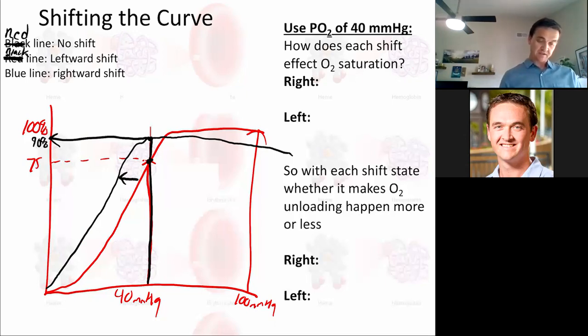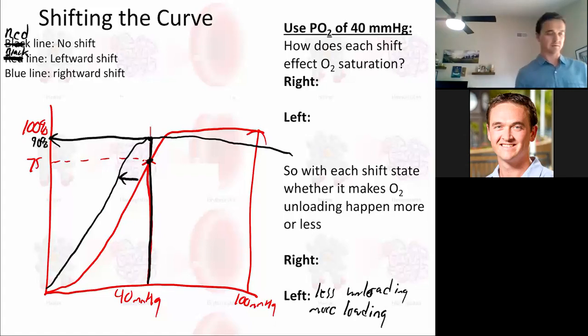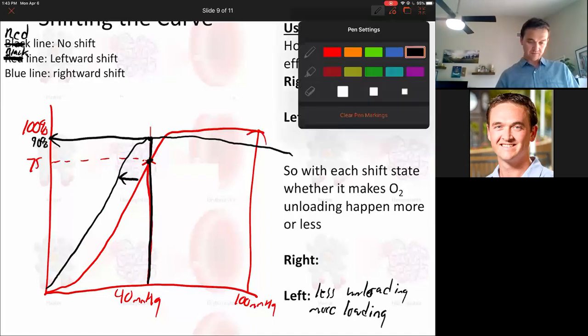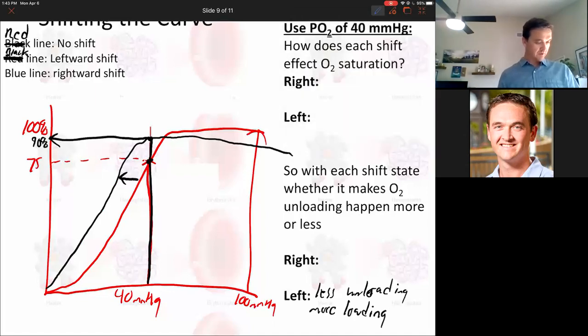With each shift, state whether it makes O2 unloading happen more or less. So unloading with a leftward shift would be less unloading, but more loading. We'll talk about a leftward shift when we talk about altitude a little bit more, but for now, that's the way we'll look at it. Less unloading, more loading. Now I'm going to change my color here to blue. So the blue line is a rightward shift. We're going to do something like this.